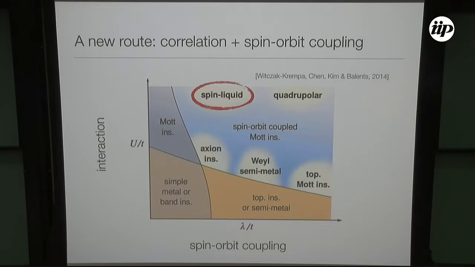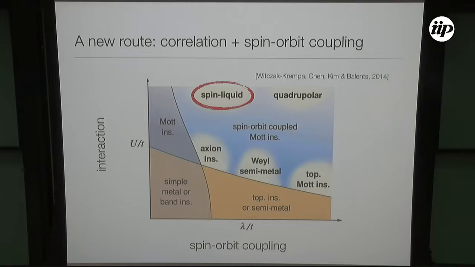Okay, so that was the traditional way to look for spin liquids, geometrically frustrated lattices. A new route that we want to explore here is the idea that you can combine strong correlations and strong spin-orbit coupling. People coming from the strongly correlated electron systems community are usually interested in this axis here. This is interaction strength, U over t, say in a Hubbard model. And along this axis, we're used to talking about a Mott insulator, a metal-insulator transition induced by strong correlations.